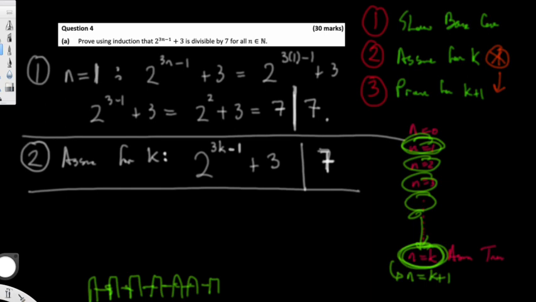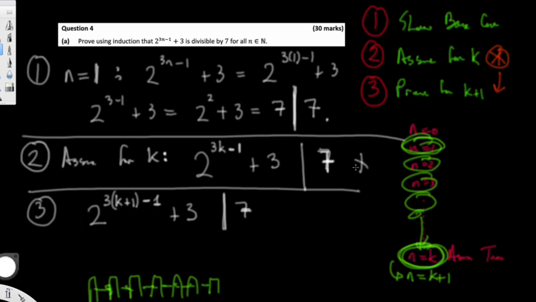So we've done step 1 and 2. Step 1 was show a base case. Step 2, assume for k. And now step 3, what we want to show is that 2 to the power of 3, and it's not going to be k, it's going to be k plus 1, and we have to put it in brackets, minus 1 plus 3 is divisible by 7. Okay, so let's take that over onto the next page and work on that.